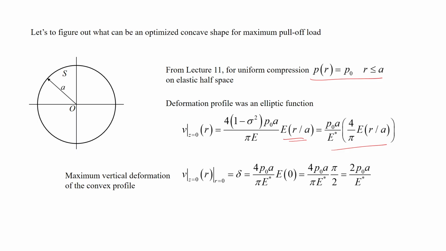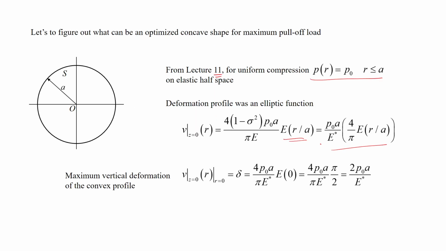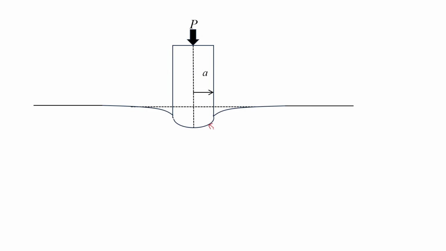In the earlier case we discussed compressing this elastic half space, but here in lecture 11 we are discussing the opposite case. So we have to have a negative sign: instead of P0 we will have negative P0, or sigma. The shape of this head will look something like this, whose profile is in essence that elliptic integral given by this expression.